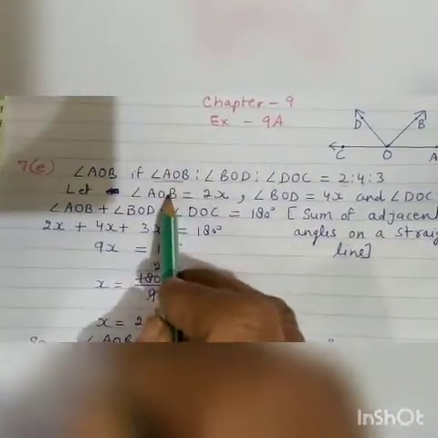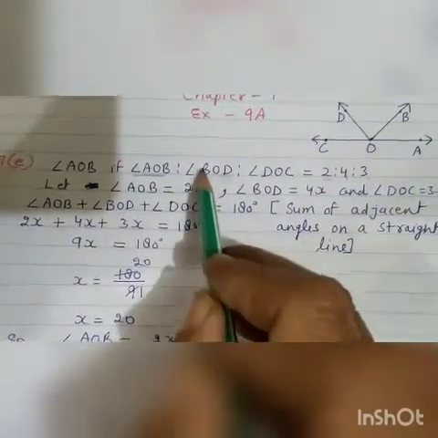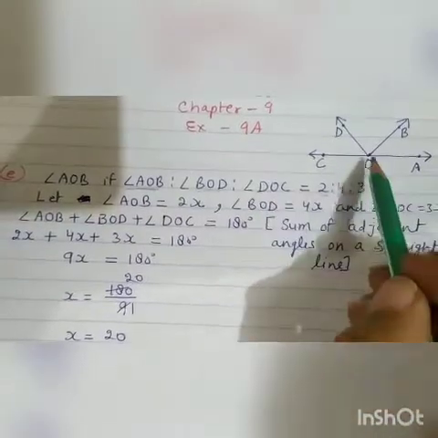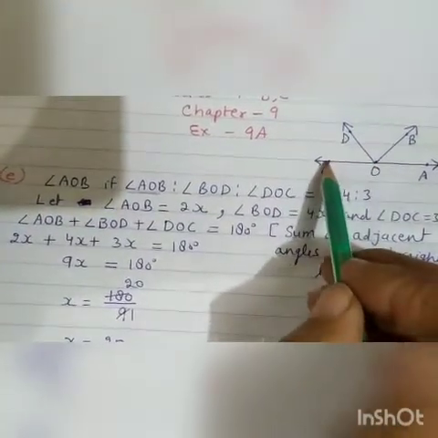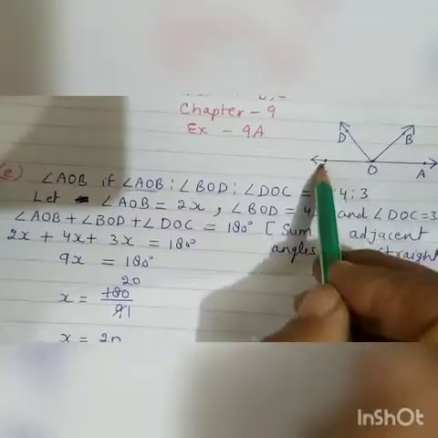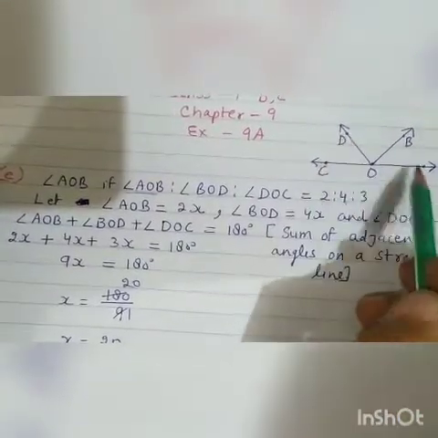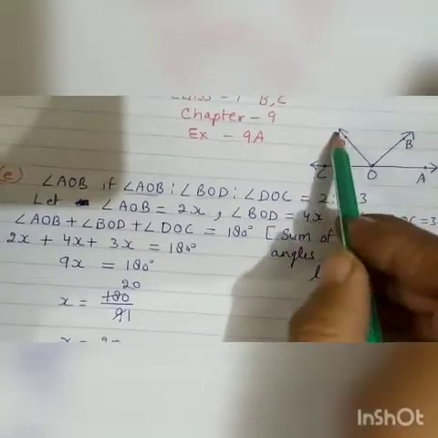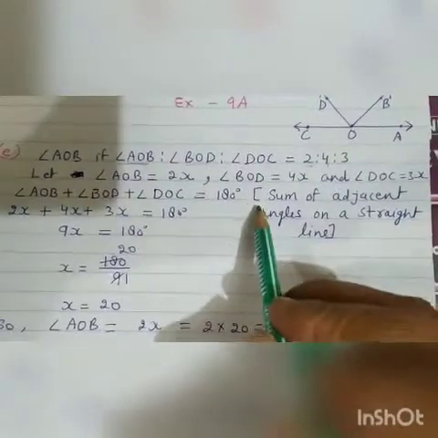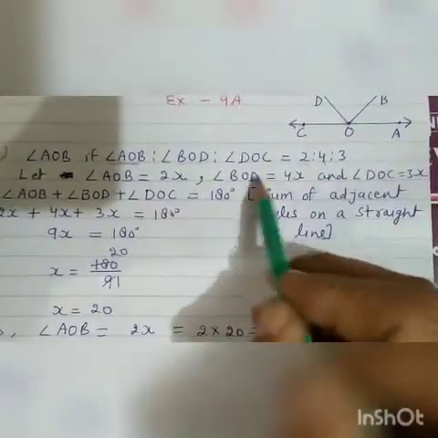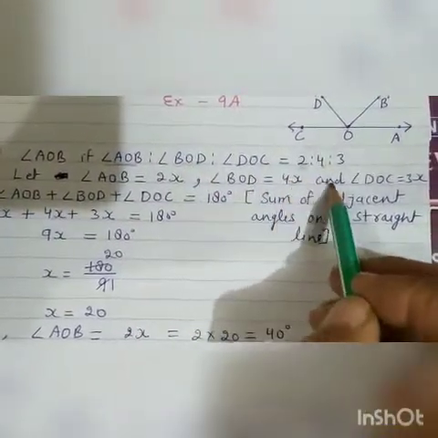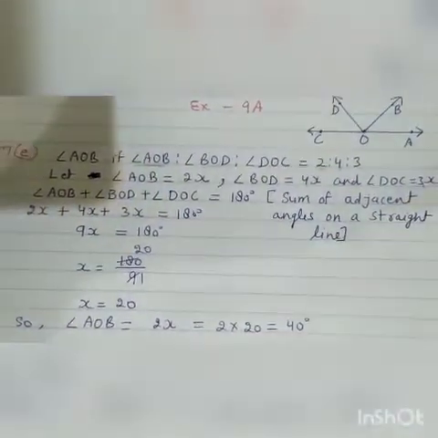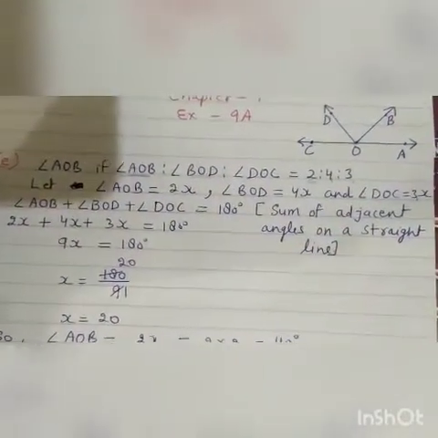Let angle AOB equal 2x. Angle BOD equal 4x. Angle DOC or COD, both are the same. DOC or COD, AOB or BOA, DOB or BOD are the same. So angle BOD equals 4x and angle DOC equals 3x. Now we will apply the same line as we did in part C.